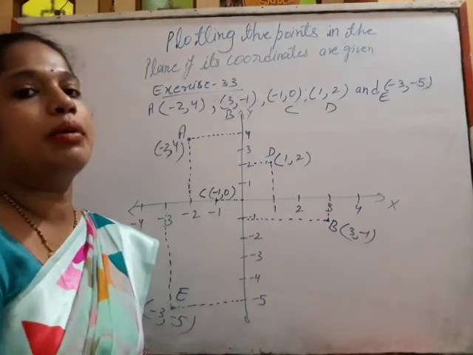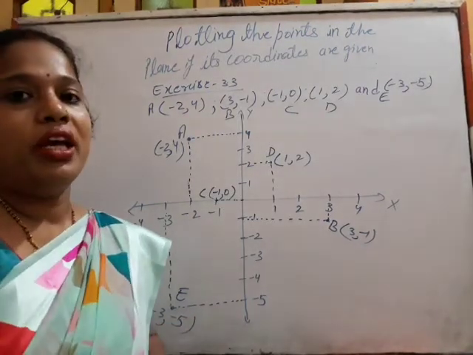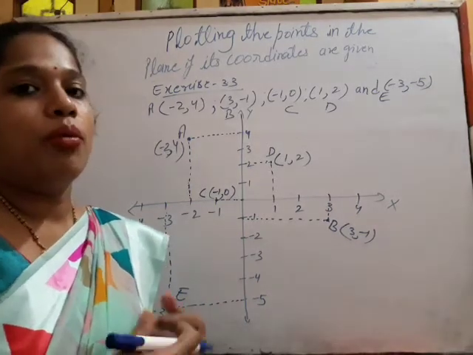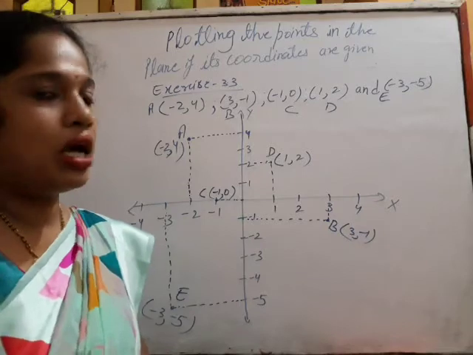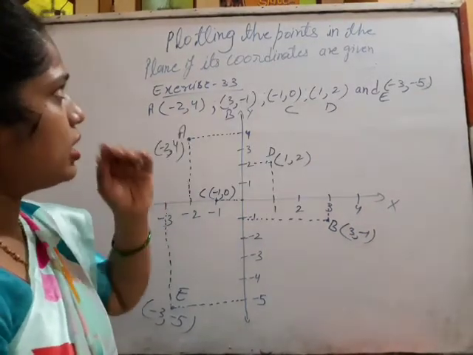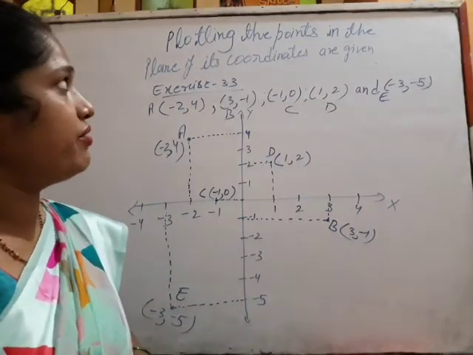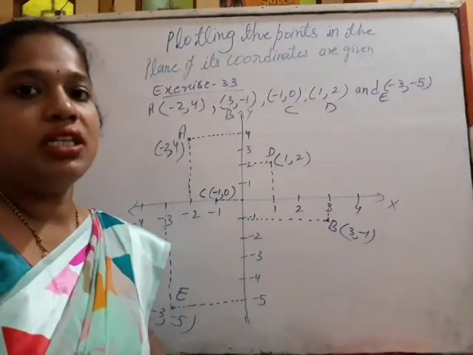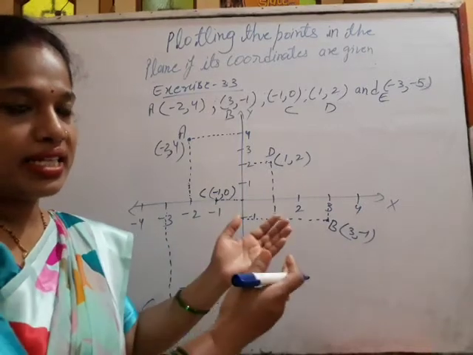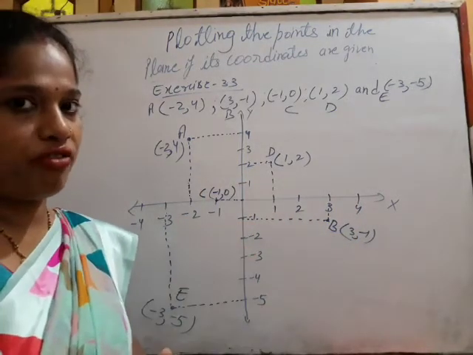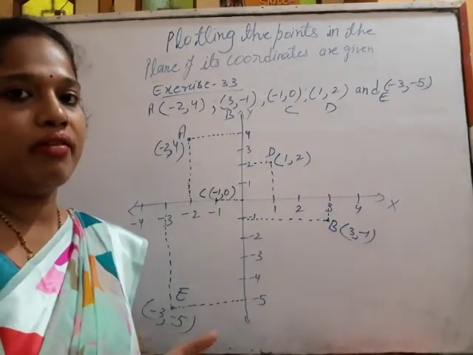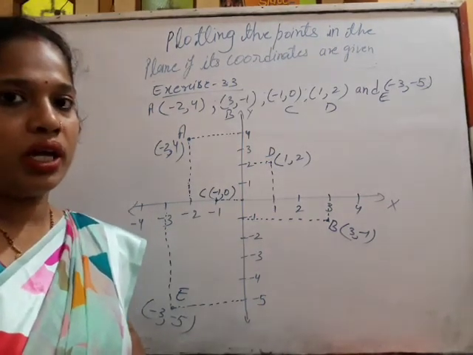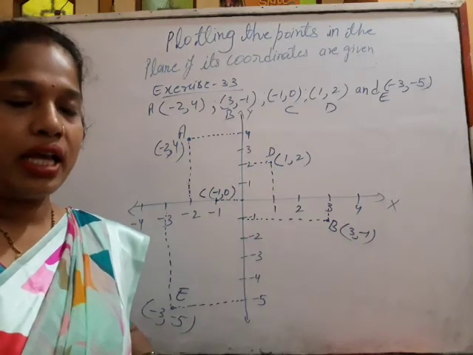Easy? It's very simple. So I hope I have made all the doubts clear. If you have more doubts, you can ask. So this is the topic, plotting the points in the plane if the coordinates are given. In the table type also you get values of x and values of y, that means the values of abscissa and the values of ordinate, and you need to plot those points in the Cartesian plane. I hope you have understood these things. Thank you so much.